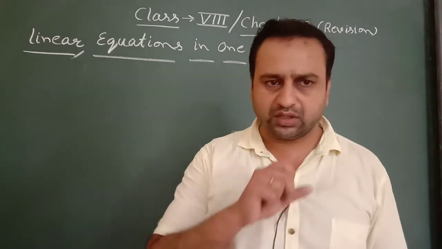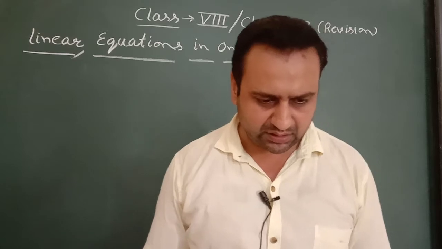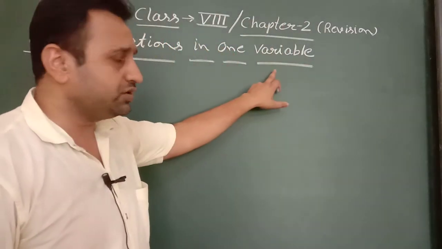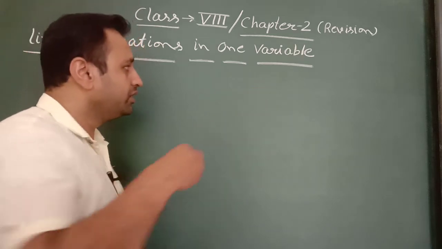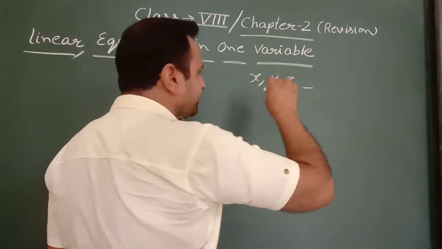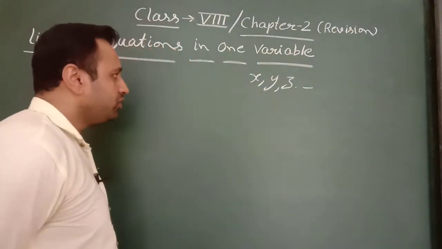In this video, we revise chapter number 2. Firstly, we discuss the name of the chapter. In this chapter, the word variable is used. Variable means x, y, z. It means any English alphabet whose value is unknown is called a variable.